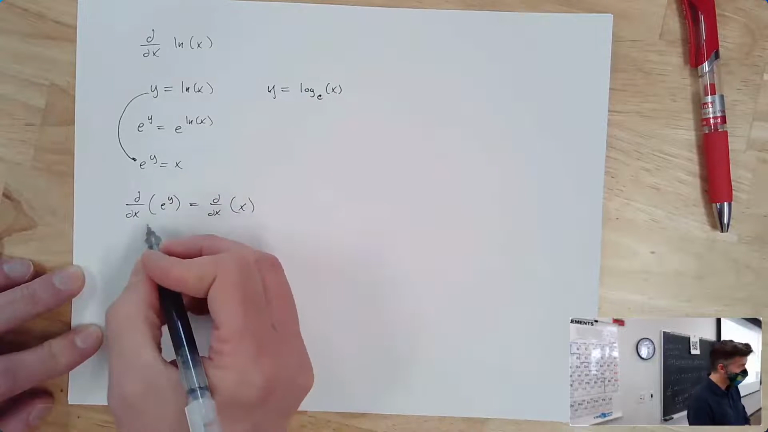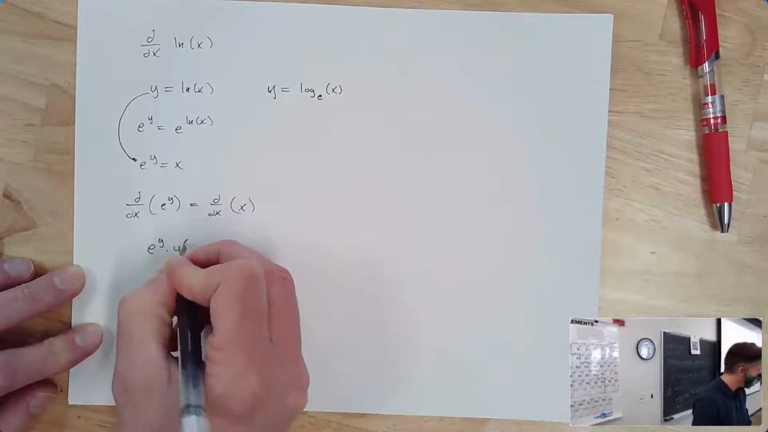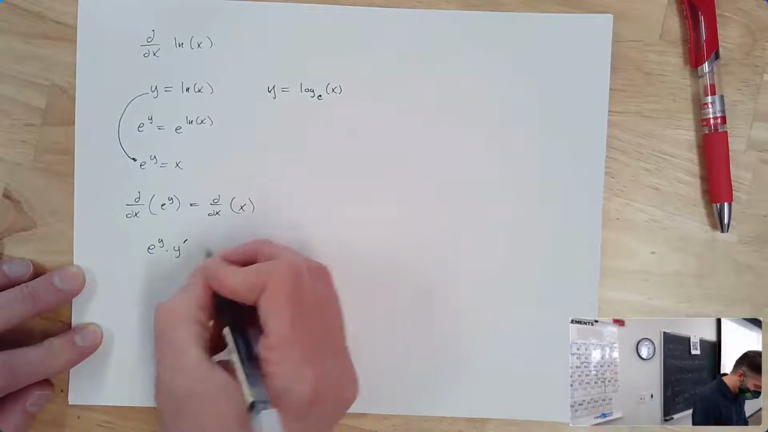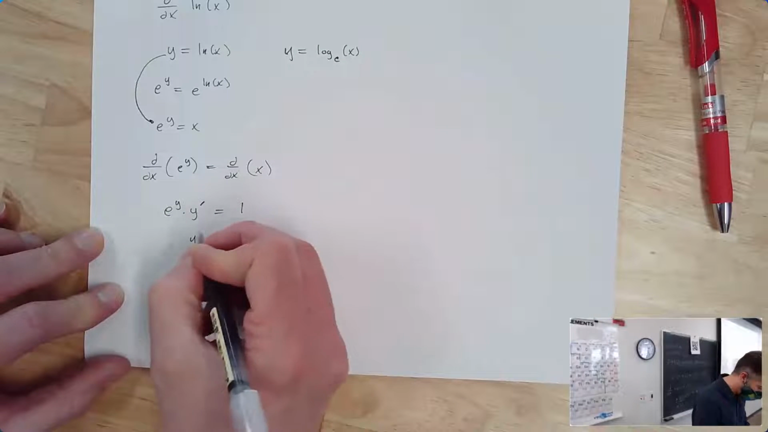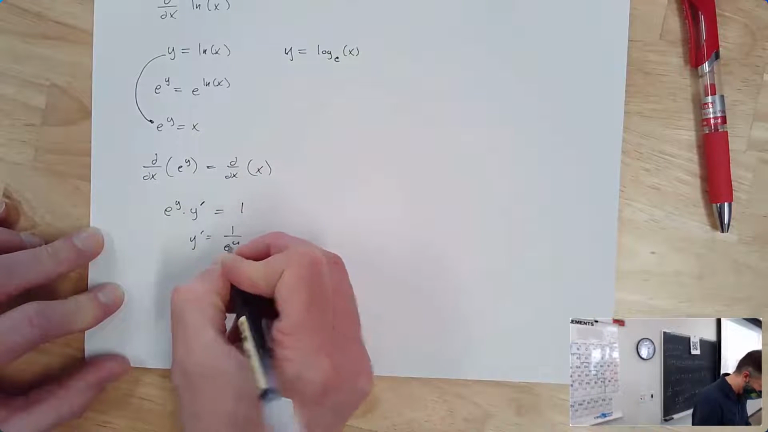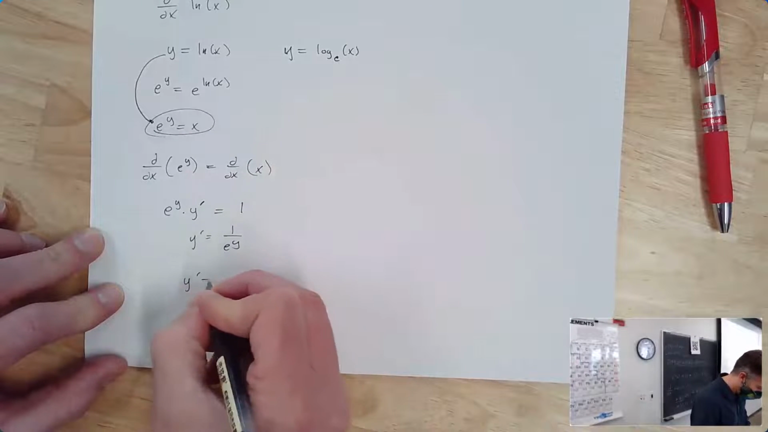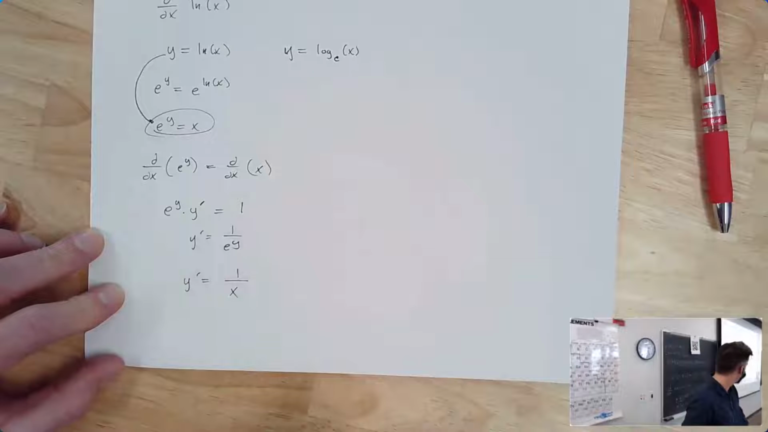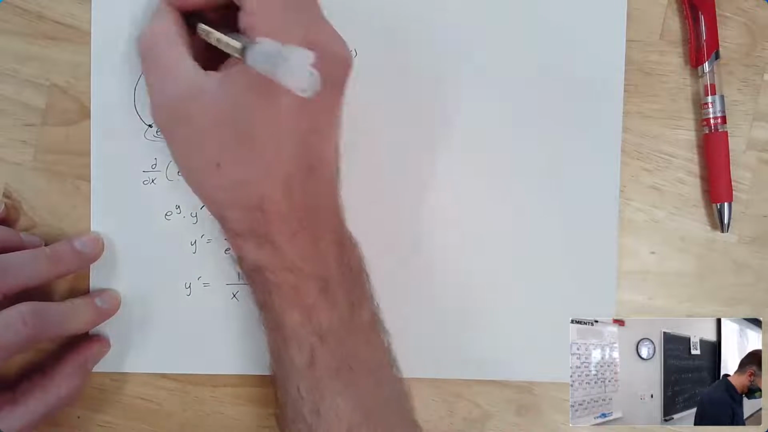The derivative of e to the stuff is e to the stuff times the derivative of the stuff. The derivative of x is just 1. And then y prime equals 1 over e to the y, but e to the y is equal to x. So y prime equals 1 over x. So the derivative of the natural log of x, as we know, is 1 over x.